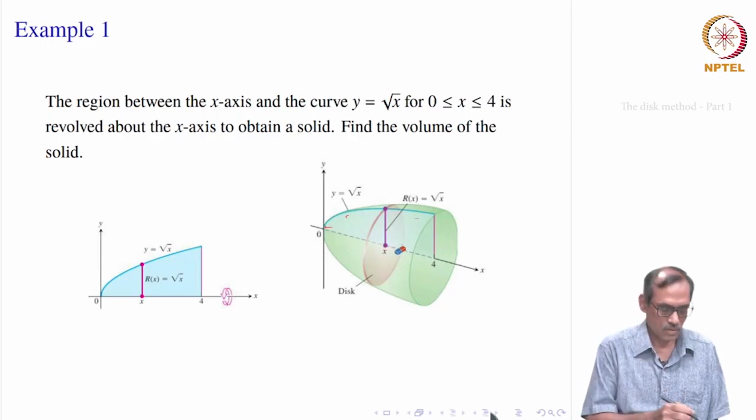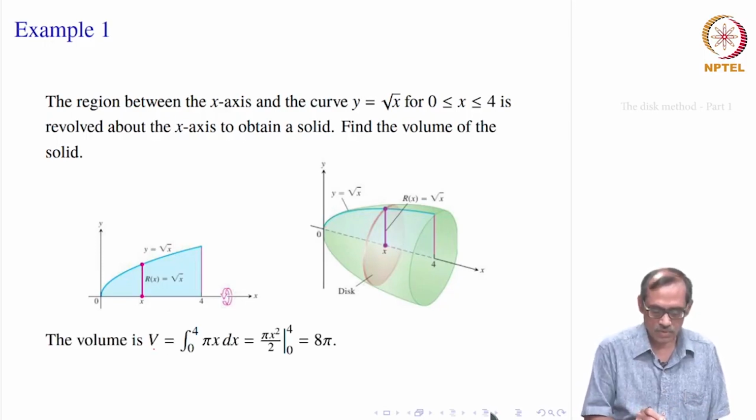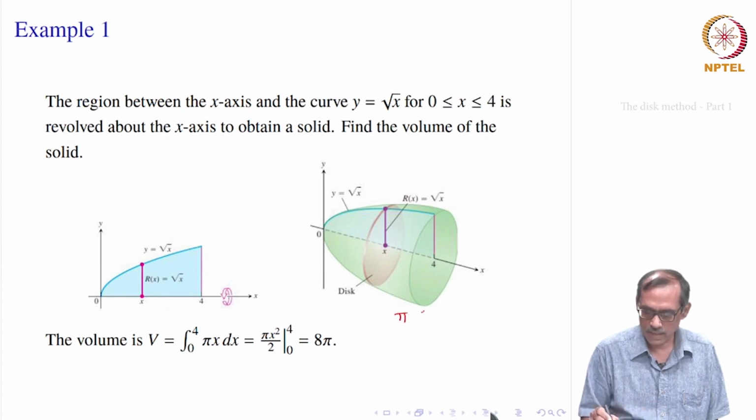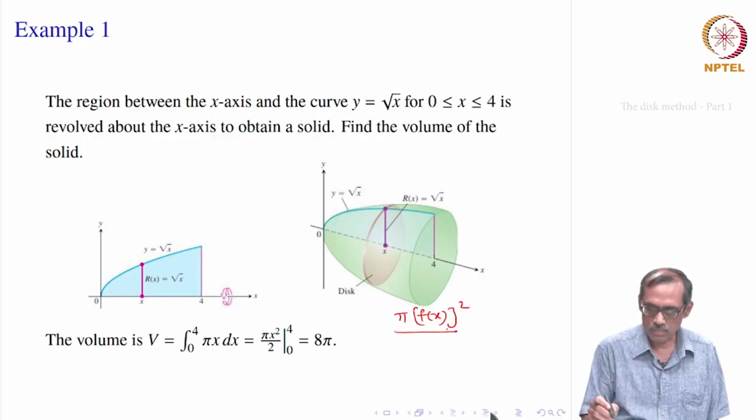Okay. So, according to our formula, the volume should be equal to the integral from 0 to 4 of pi times f of x whole square, that will be the integrand. Now f of x is root x, so its square is x, then you get the integral from 0 to 4 of pi x dx, whose integral is x square by 2 multiplied by pi and evaluated at 0 and 4. So, that gives 8 times pi. Right. So, the volume of this solid is equal to 8 pi.